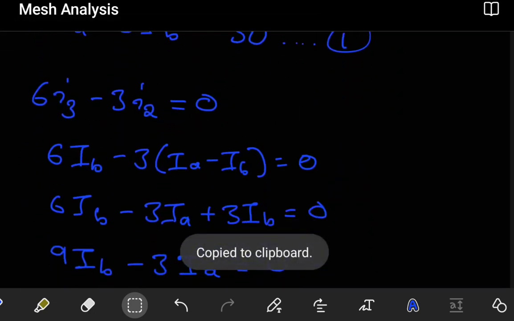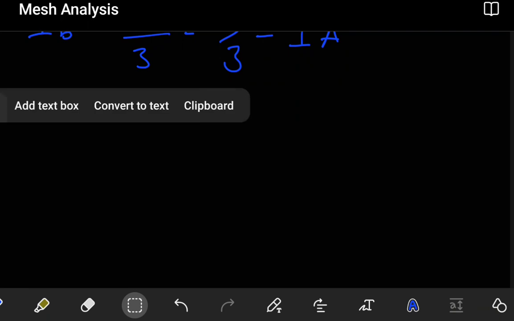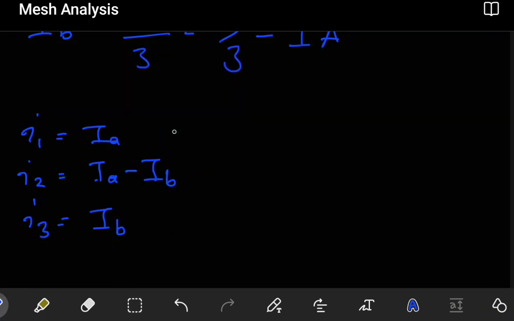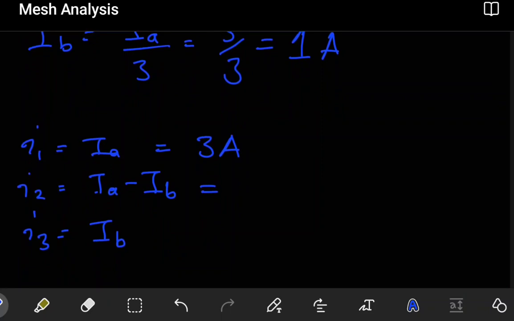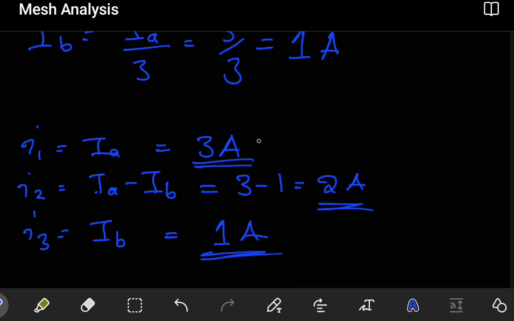So just copy this, bring it here. Now we see that our I1 is the same as IA, which is just 3 amps. Our I2 is IA minus IB. IA is 3, IB is 1, so this is 2 amps. Then our I3 is IB, which is 1 amp. So these are our answers. Having found the currents, you can easily multiply them, take them back to the expression, and determine what the voltages are going to be. All right, so this is mesh analysis in its basic terms.